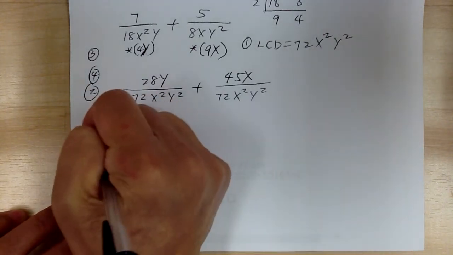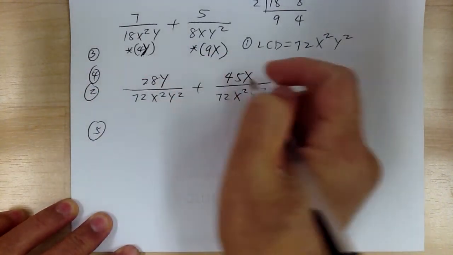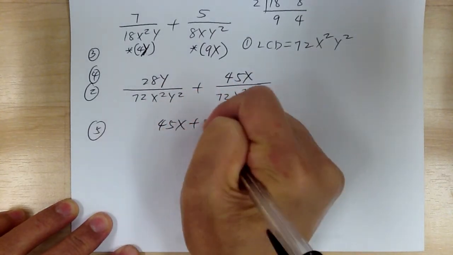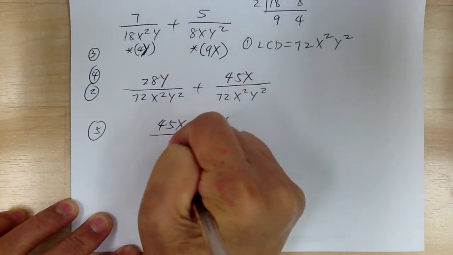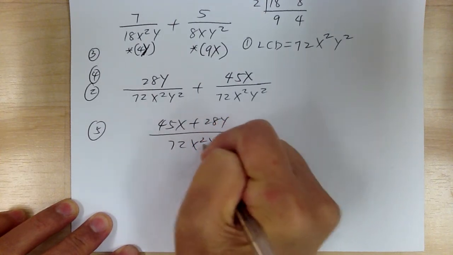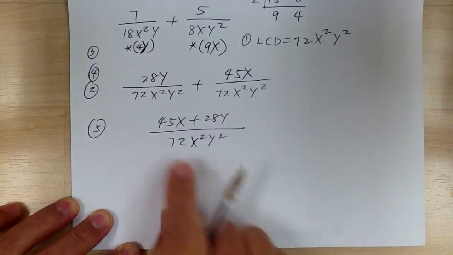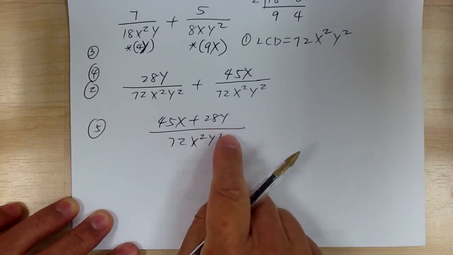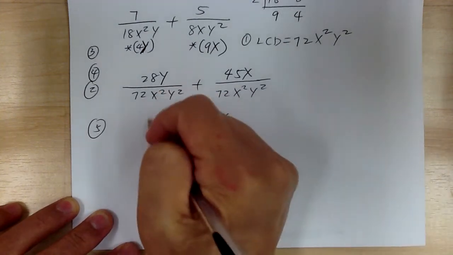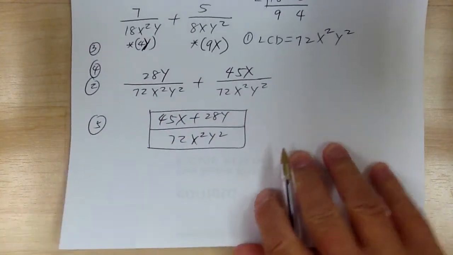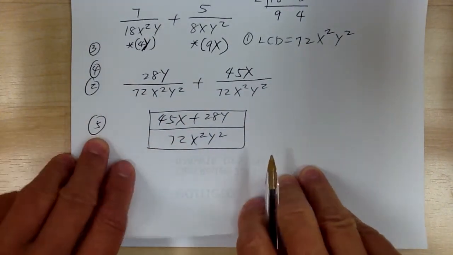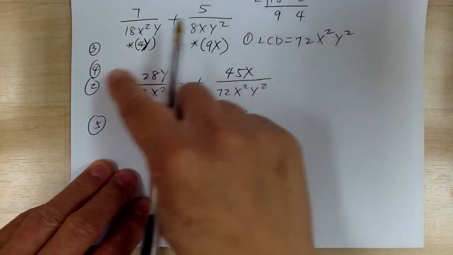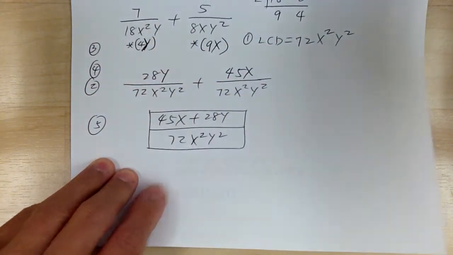So now step 5, you go and add this together, and I'm going to put in the correct order. So when I add this together, I got 45x plus 28y over 72x squared y squared. Then I need to check, can I factor anything out? No. Okay, so if you cannot factor, means you're done. Okay, so that's example 4. Again, every point you go through exactly the steps. Okay, so step 1, step 2, step 3, step 4, step 5, and keep going.